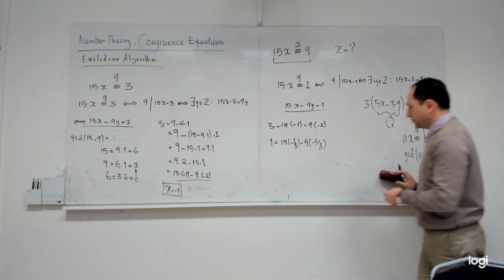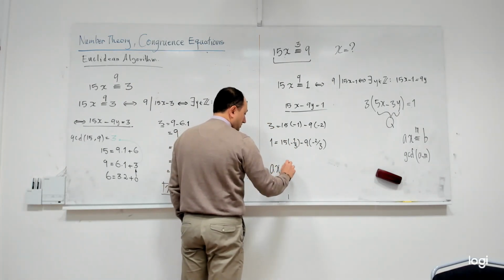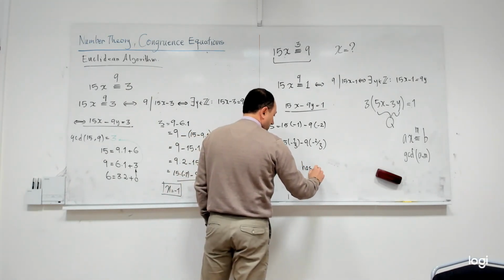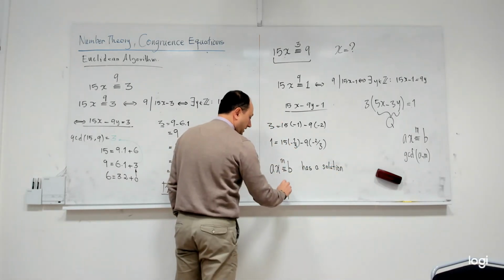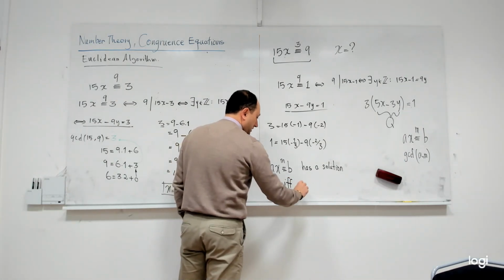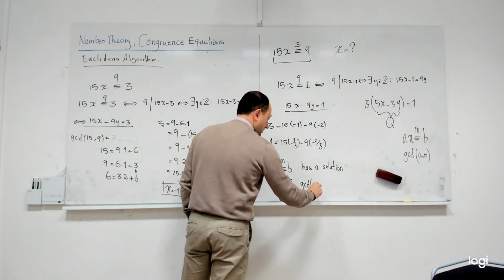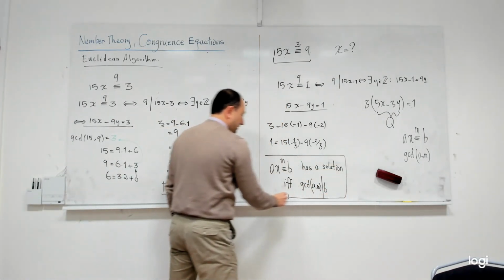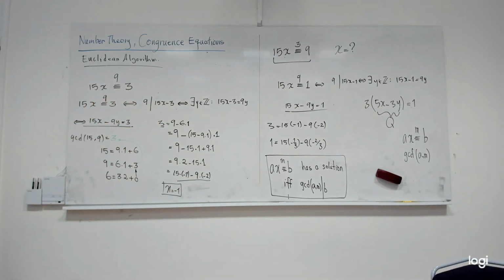So let me just write it properly here for you. AX congruent to B modulo M has a solution, by a solution I mean an integer solution, if and only if the greatest common divisor between A and M divides B. Yes? I don't know why they have talked about this in a very short way. These are deep things if you want to go through them.